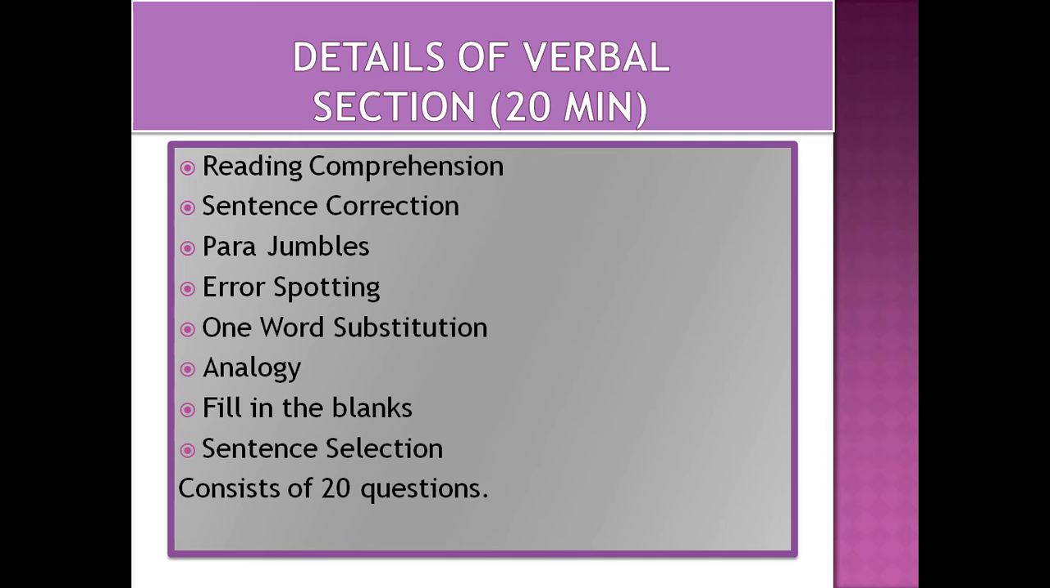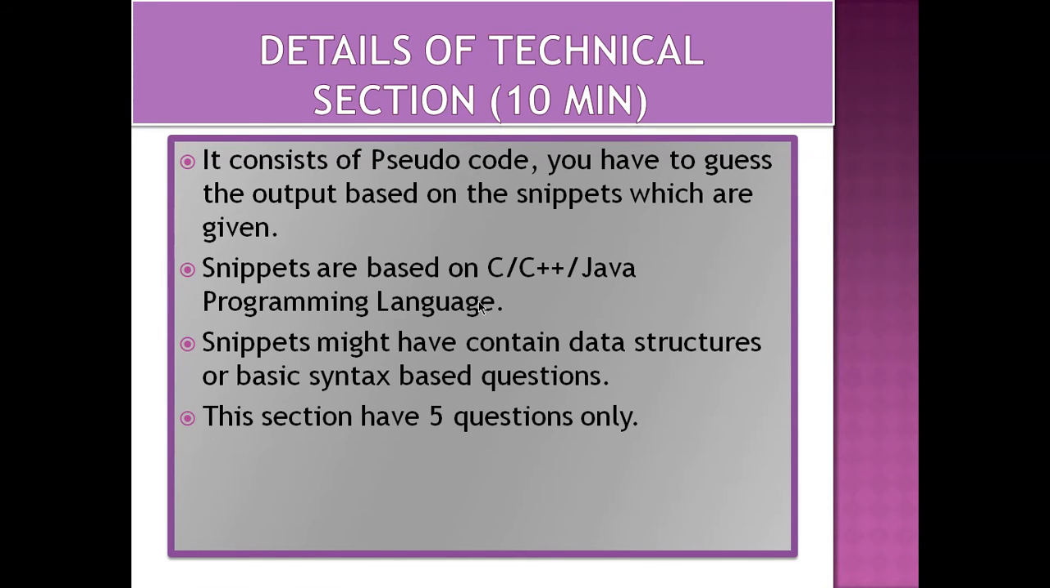Now the next section is the technical section. In this, you have to face five questions in 10 minutes, and it consists of pseudo codes. If we are in the CS branch, then we have already solved these types of questions, and this section is not so tough. If you have basic knowledge of programming languages and data structures, then you can solve it easily. But the main thing to keep in mind is snippets. Snippets are in C language, so you should know this language too.